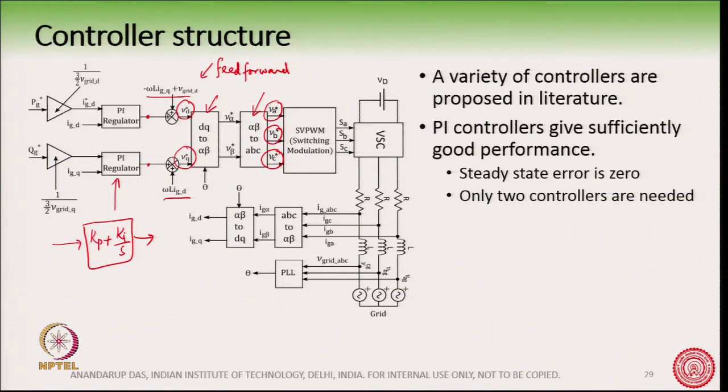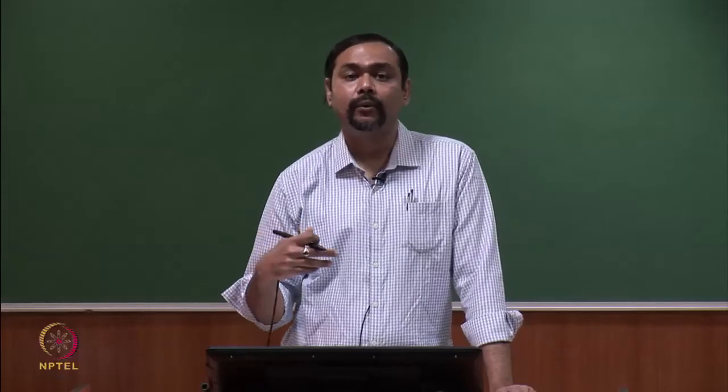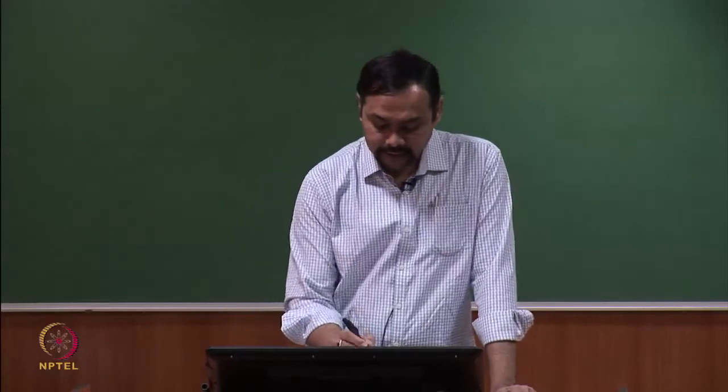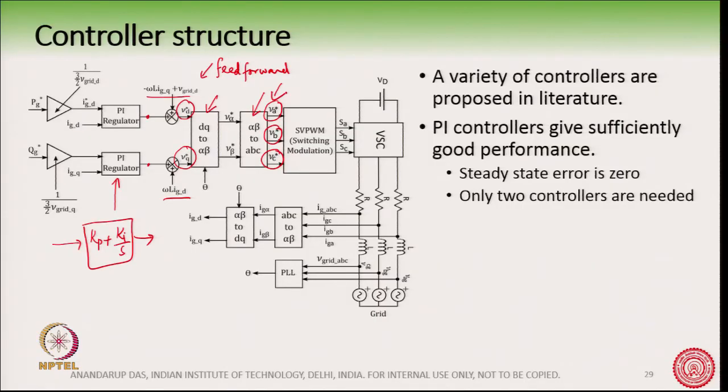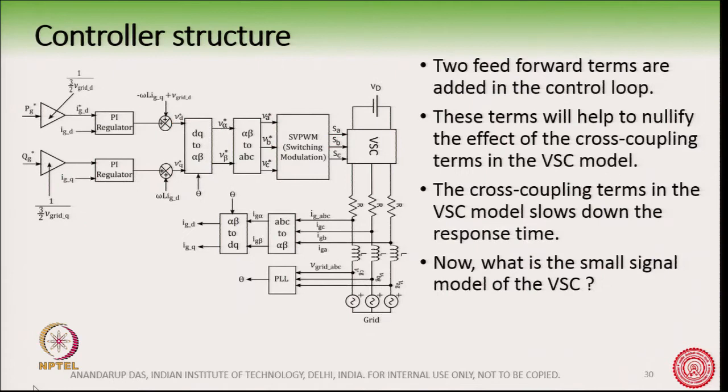We have extensively discussed the modulator before. So, we said that the sine wave is compared with the triangle. Where does the sine wave come from? This is where the sine wave comes from, Va star, Vb star, Vc star. These are the sine waves that come. So, you can have sine PWM or space vector PWM, and then you get here SA, SB, SC, these are the gate pulses to the VSC. So, this is how the whole system works here.